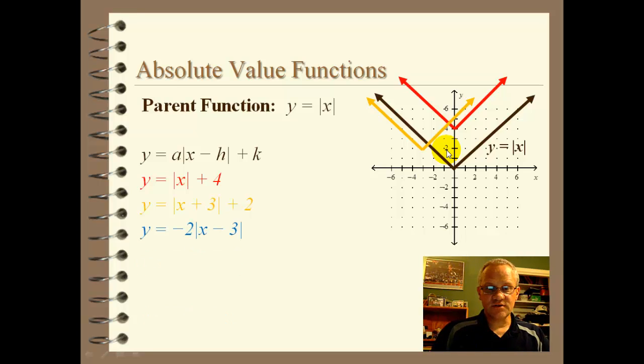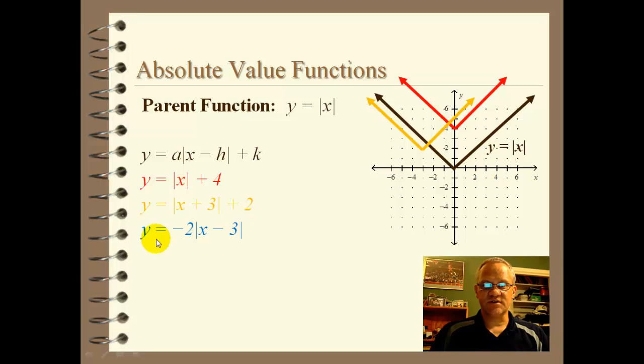Okay, on this one now, you notice there's no plus or minus a number out here, so we're not going to move this one up or down. Okay, so it's not going to get moved up or down. But the minus 3 in here, what's that going to do? It's going to move it 3 places to the right this time. Okay, so we're going to start where the point is at 0, 0, and we're going to move it 3 to the right. So the point of this new one is going to be over here at positive 3.